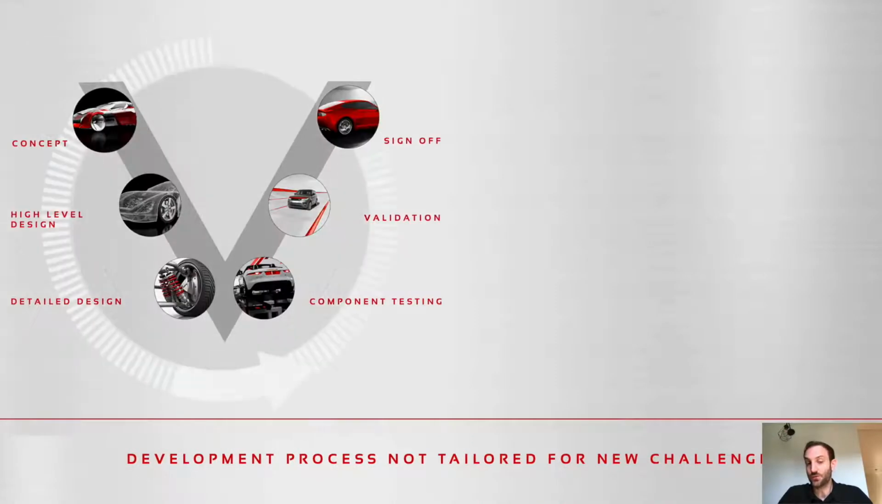So the actual development process, the traditional V-cycle development process as we know it, is not tailored for those new challenges. Typically, as you can see here, we have a two-phase development process. We start with the concept and the high-level design, typically with CAE engineers and virtual development, up to the detailed design, and then we start to build some components to test them, to assemble our automotive product, then to validate and test it on the track up to the final sign-off.